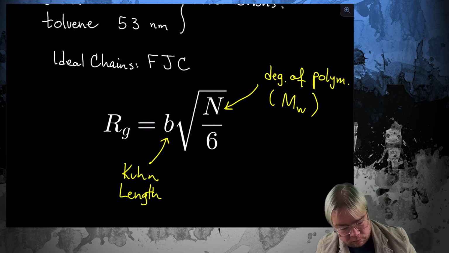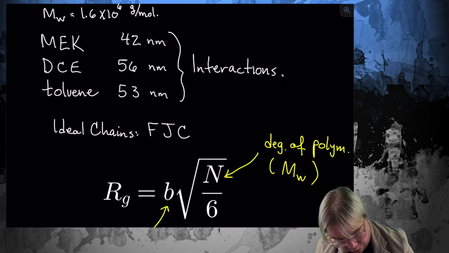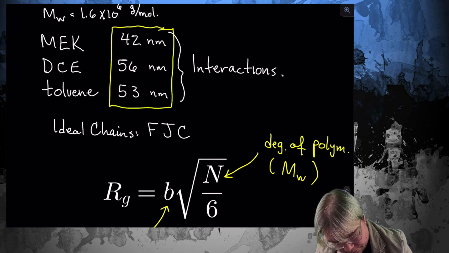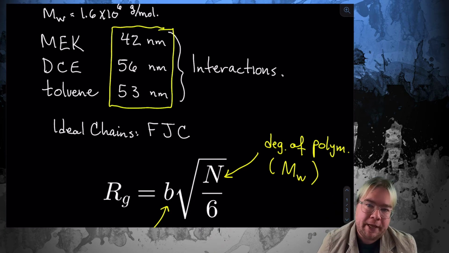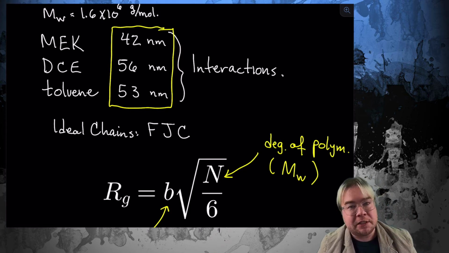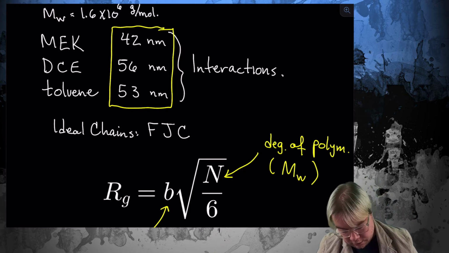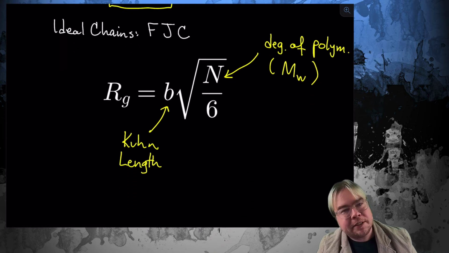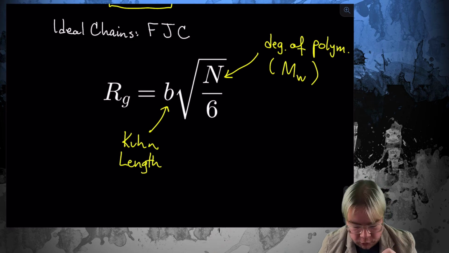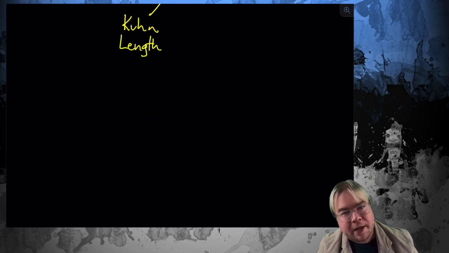And that doesn't agree with what we measured, because we already saw that these samples all have the same molecular weight, and because they're the same polymer, they have the same Kuhn length. But the radius of gyration is quite different. And it's different to the point where it's not just some fluctuation. So something's not present in our theory. And what's not present is the effect of interactions. So let me show you a picture about what I mean by this.